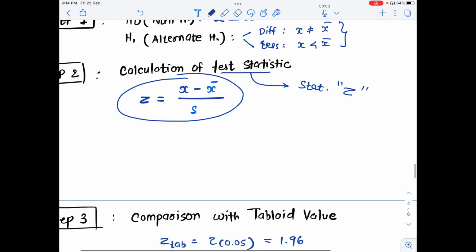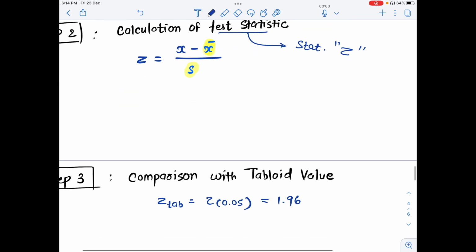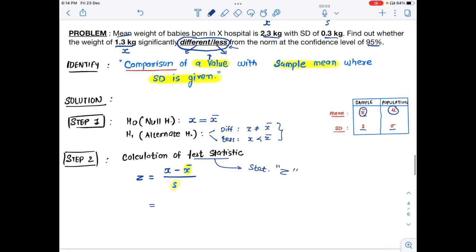Now here x bar and standard deviation can also be replaced by mu and sigma if you are comparing a population mean with sample mean. But here, because we are comparing it with sample, we will use this notation. So for this value we will now calculate.